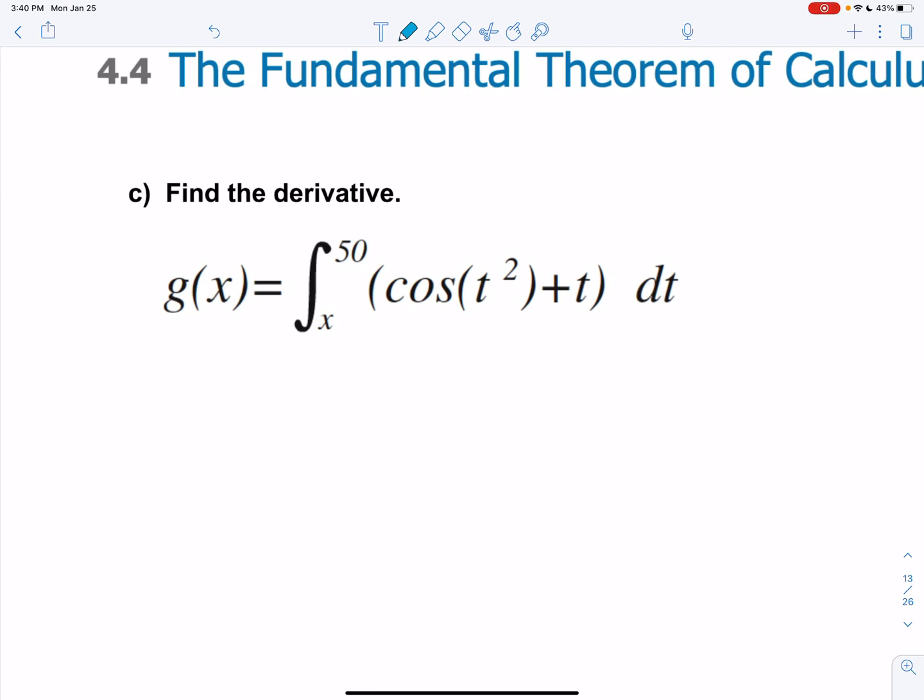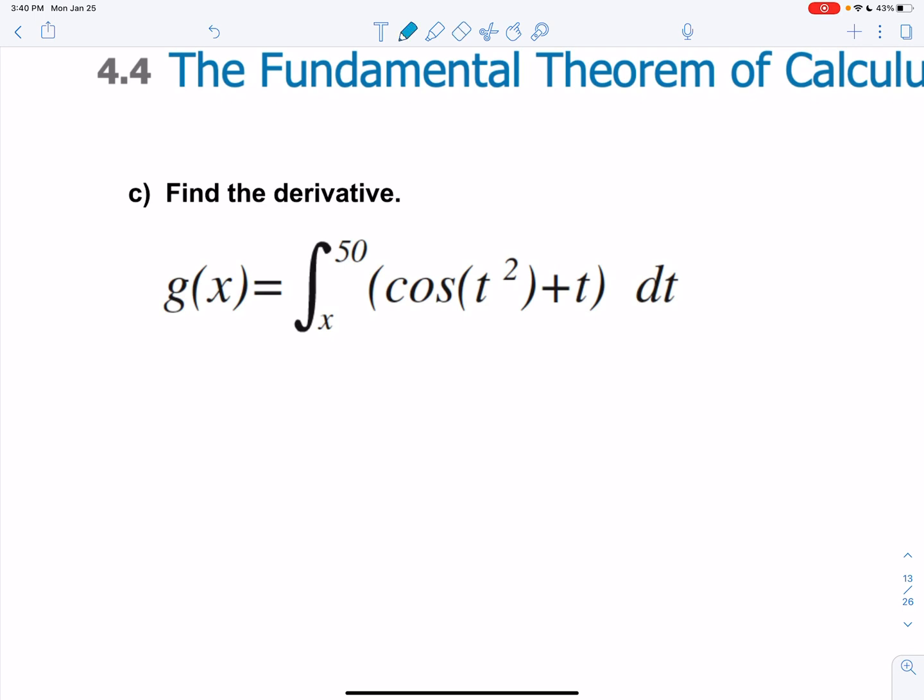Okay, find the derivative of this integral here. Now, first you want to check, is the upper bound a function? Is the lower bound a constant? And in this case, it's not. It's a little bit backwards. But if you guys recall, there's that property that allows you to fix your bounds as long as you account for a negative. So here's what you do.